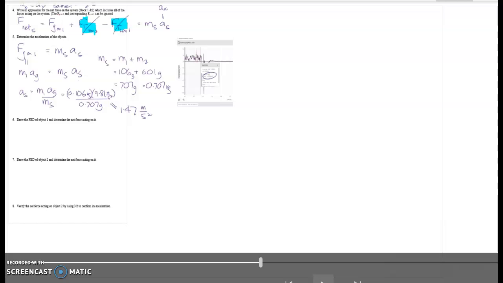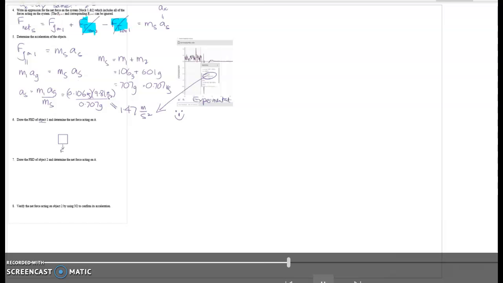Well, I did this as an experiment, and that's where the numbers came from. And you can see that the acceleration actually shown by an accelerometer, a Vernier accelerometer that I had on the cart, shows exactly that, 1.47 meters per second squared. So we're obviously doing something correct.